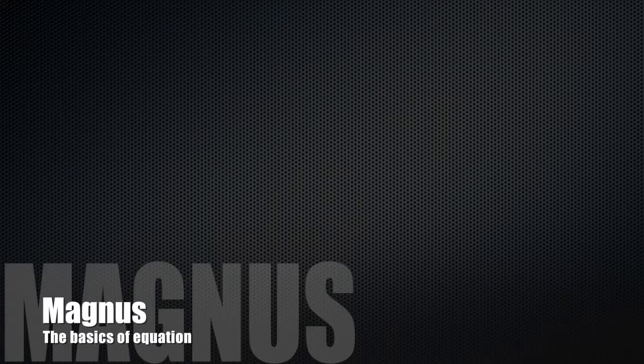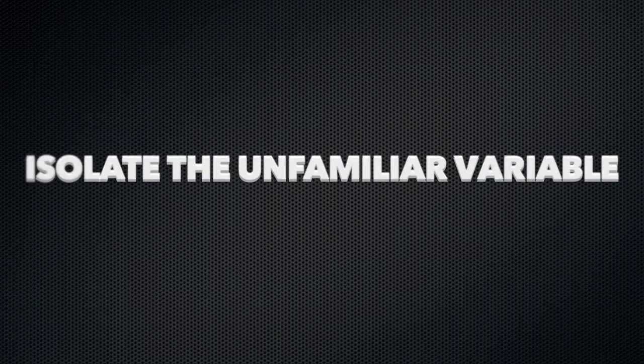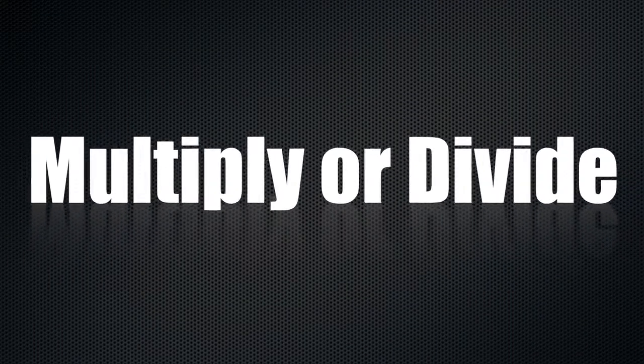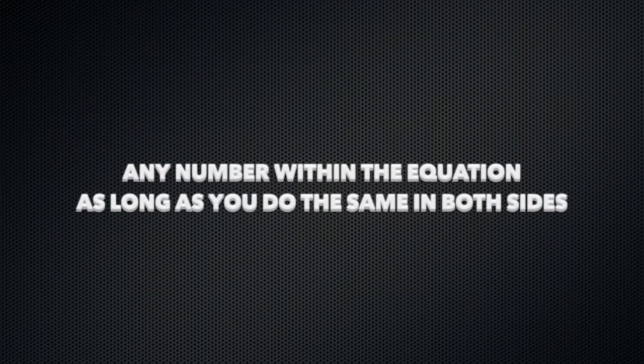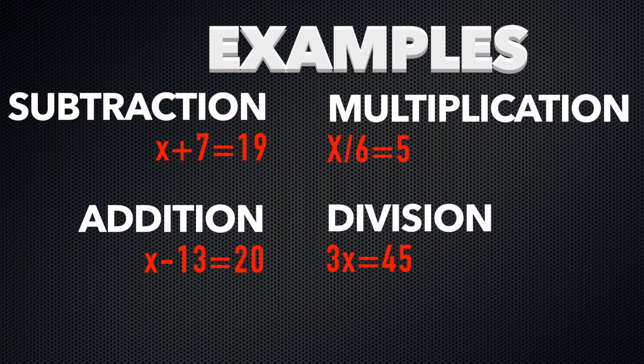The basics of equations. When solving an equation, you want to isolate the unknown variable. To do that, you have to step by step remove everything else but the variable from one of the sides. You can add, subtract, multiply or divide any number within the equation as long as you do the same on both sides. Here are some examples of solving a basic equation.